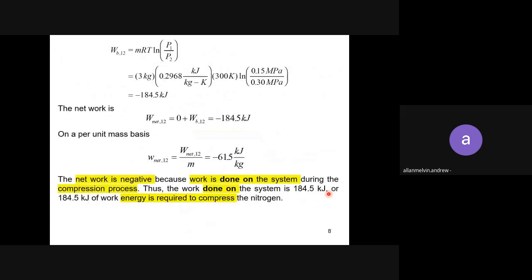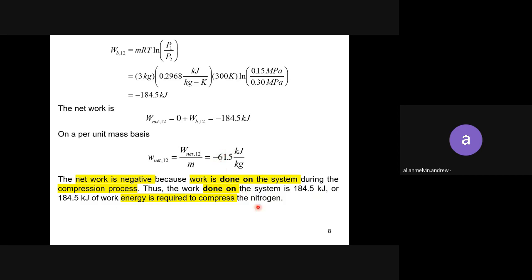That is why here the net work is negative, because the work is done on the system. It is opposing whatever is going up. This is because the equation is Q equals W, so whatever goes in will go out. During the compression process, this is work done on the system. It is negative because it comes from outside into the system, because you are compressing. So the work done on the system is 184.5 kilojoule, or 184.5 kilojoule of work energy is required to compress the nitrogen. If it is done by the system, it will be positive for the isothermal case.